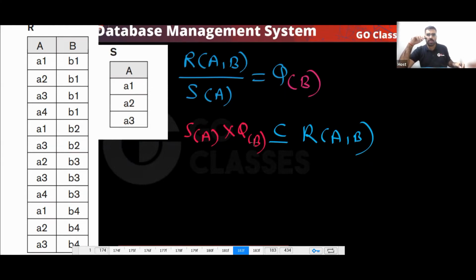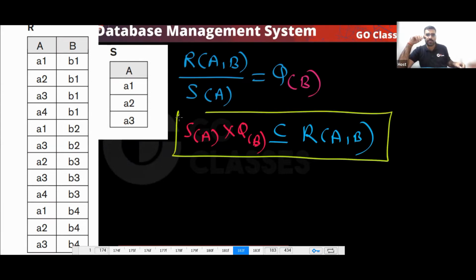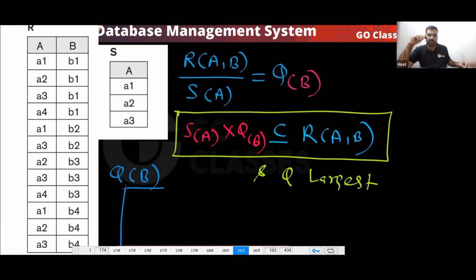Yes or no? Now you can write in this manner, it will become easy for you. So this property must be satisfied, and Q must be largest. So what should be Q? In Q you will have B.